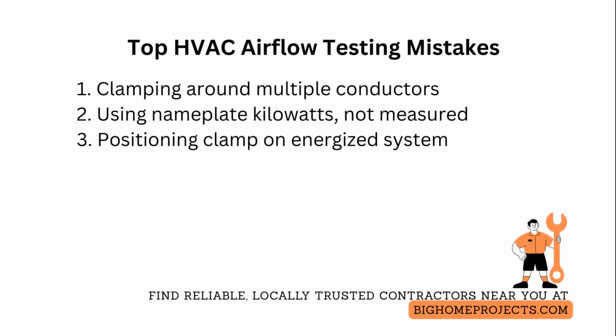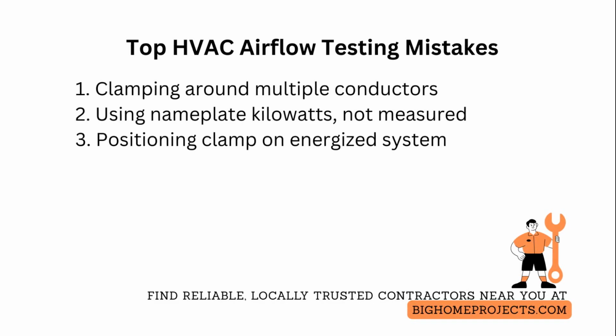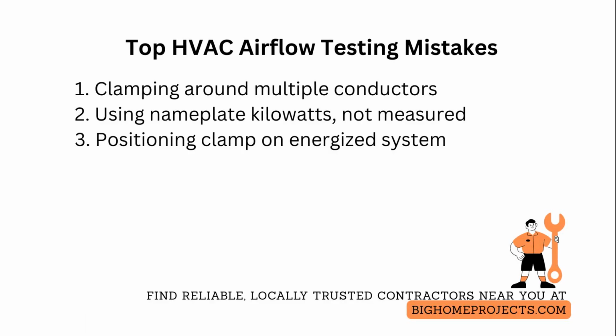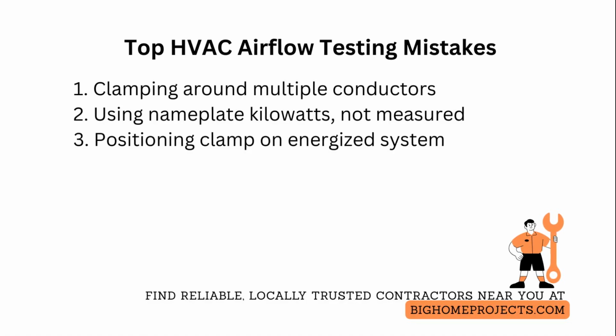One of the biggest heating, ventilation, and air conditioning airflow measurement mistakes is clamping your amp meter around a bundle that includes blower or transformer conductors, which produces bogus current, bogus watts, and therefore bogus airflow cubic feet per minute. Fix it by identifying the single electric strip heater lead, isolating it from other wires, and clamping only around that one conductor.